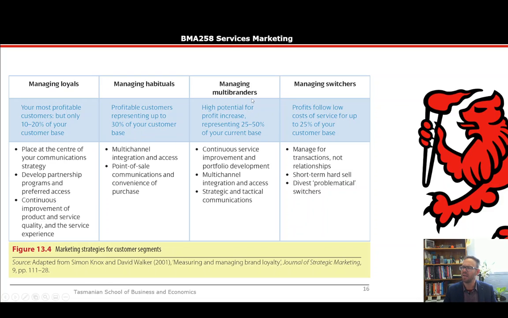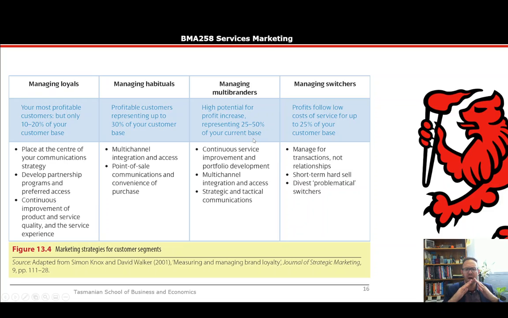Managing multi-branders. These are the ones that are buying multiple things at the same time, so high potential for profit increase. If we can switch them into, I shouldn't say switch because there's a whole thing for switch, but if we can move them into more of the loyal category, there's going to be good potential for growth there. And they represent, on average, 25 to 50% of your customer base.